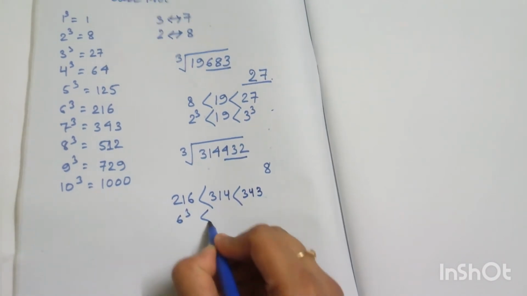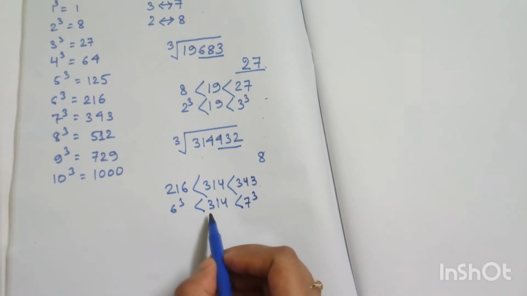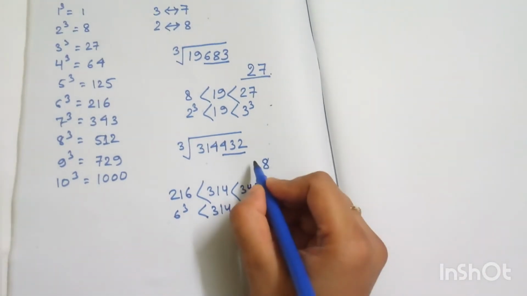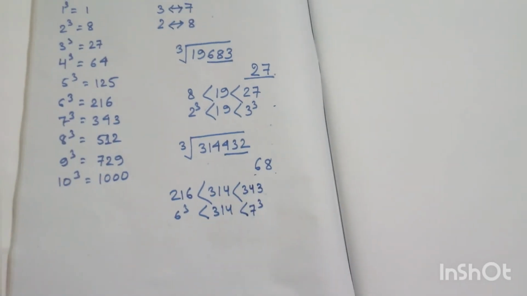So 6 cube, 7 cube. So take the smaller number, it will be 6. So the cube root of this will be 68.